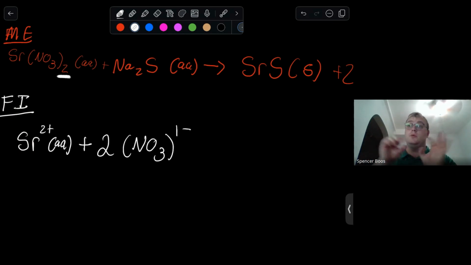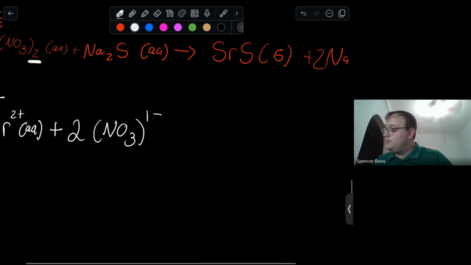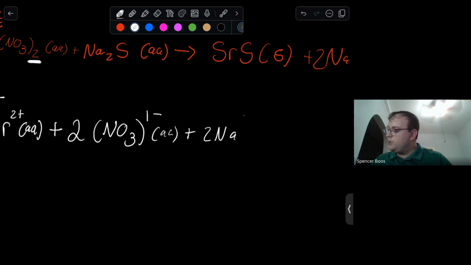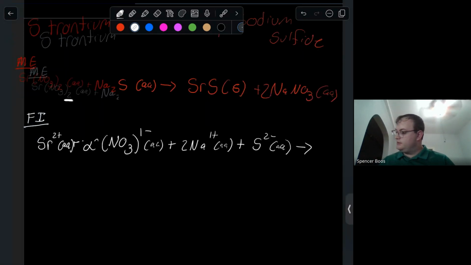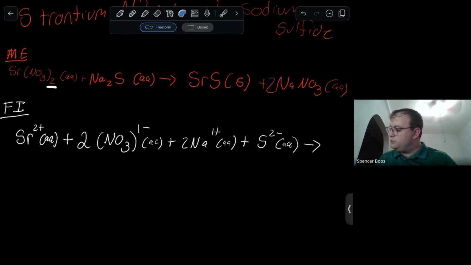Why did I not take away that 3 that's on that nitrate? The answer is because that 3 is stuck to that nitrate. We can't move it. If you look on the back side of the periodic table, the 3 comes with it. Can't remove it. That's also aqueous, plus I've got two sodiums, Na at a 1 plus charge, that's aqueous, plus a sulfur that has a 2 minus charge, that is aqueous. And this yields, we're actually going to zoom it down.